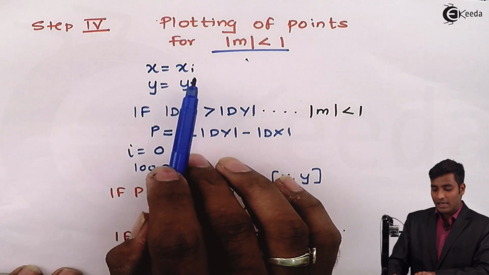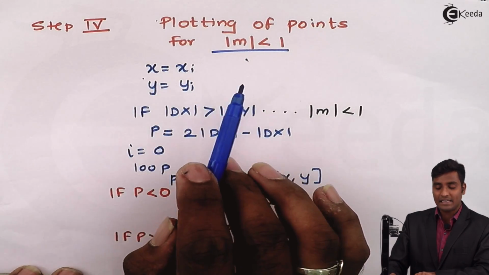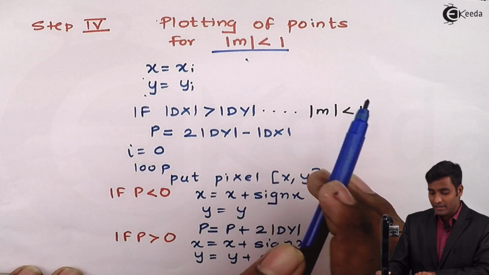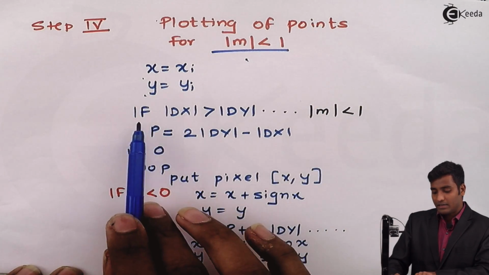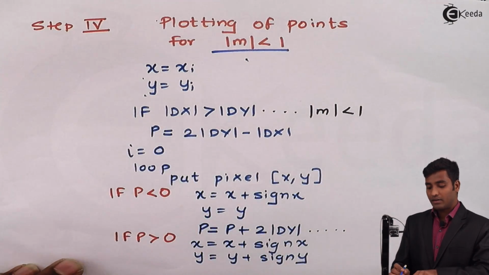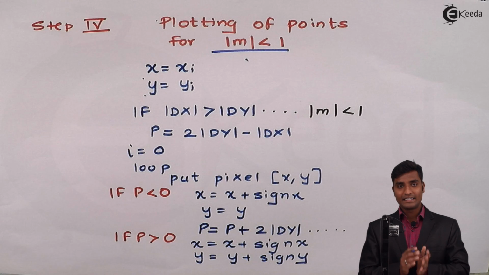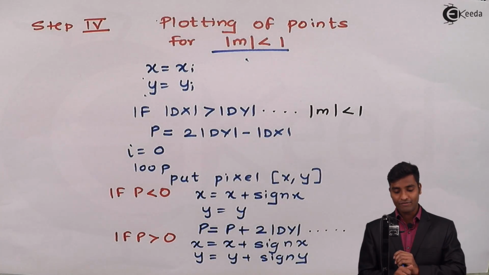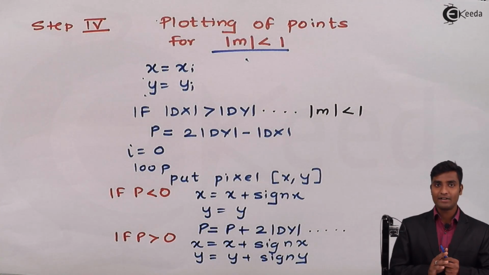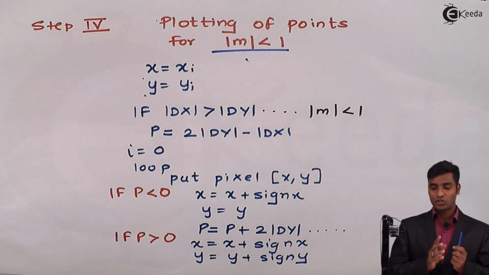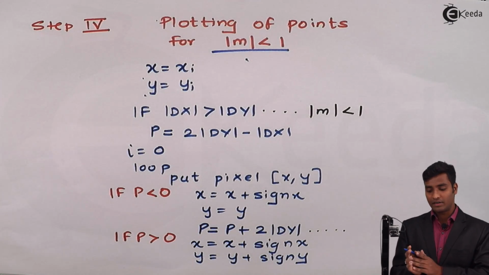So in this case I will put x as xi and y as yi, and next I will check which one is greater, whether dx is greater or dy is greater. If dx is greater than dy, which means that the slope is less than 1.